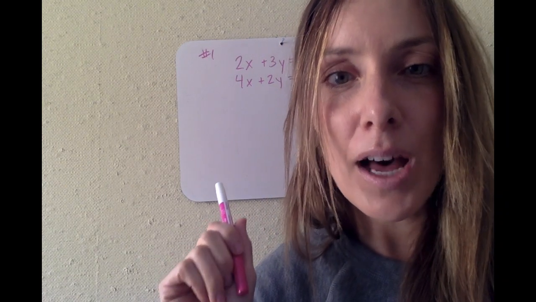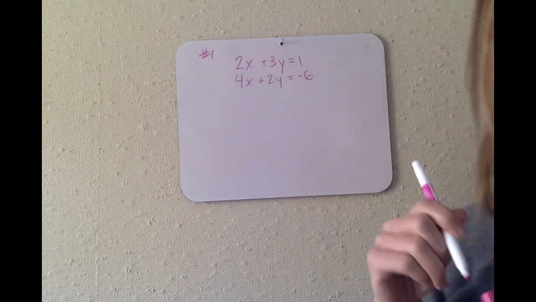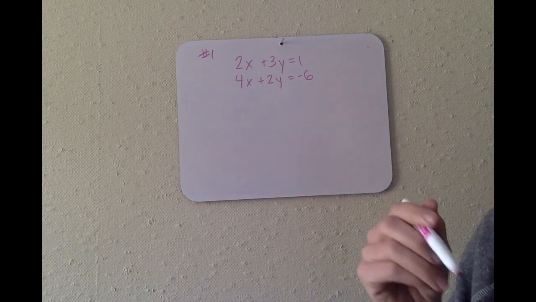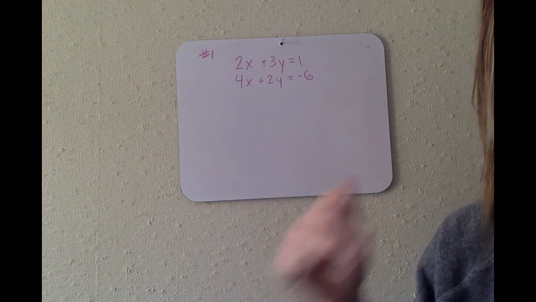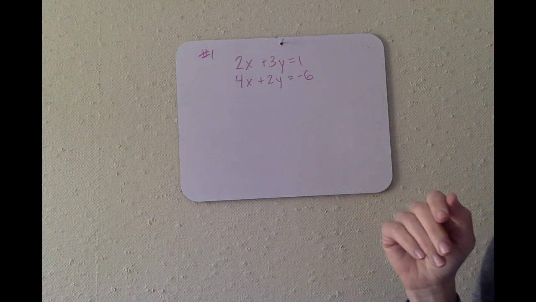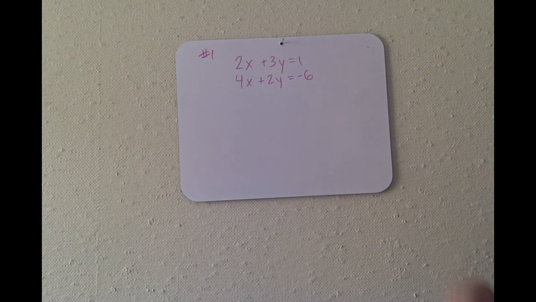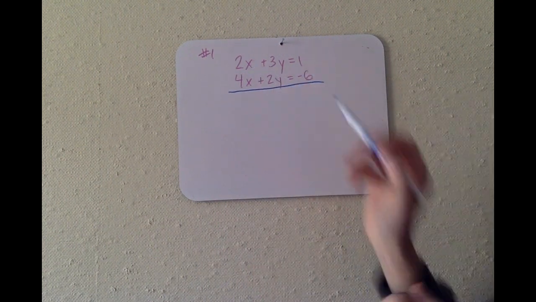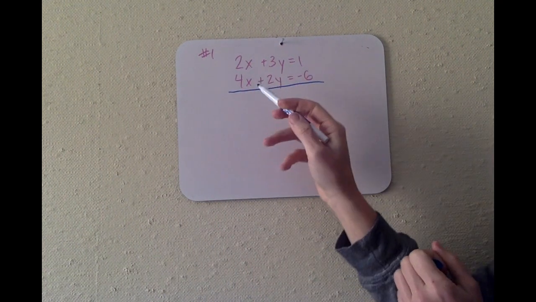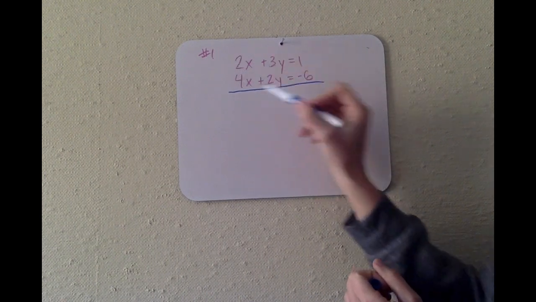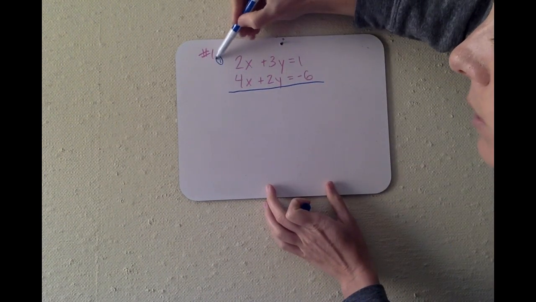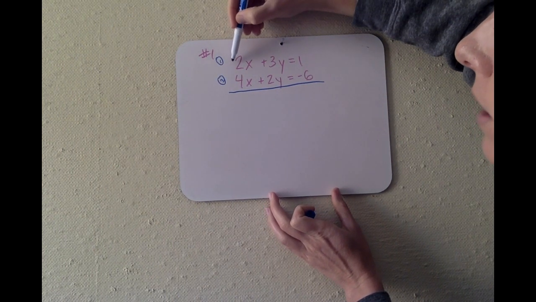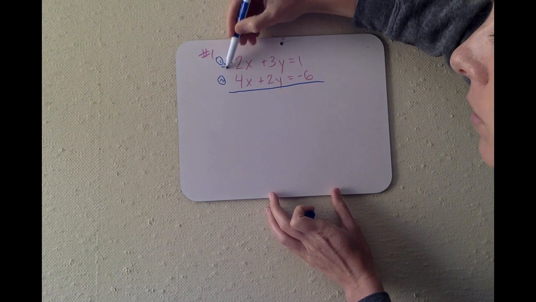Okay, so I'm going to go over 2 examples on my whiteboard here. So we have 2x plus 3y equals 1, 4x plus 2y equals negative 6, and you can pause the video at any time to write down the example. But for this problem, if we would try to eliminate a variable and just add them up, it would not work. We have to first multiply one of the equations. So we have equation 1 and 2. We need to multiply equation 1 by negative 2.